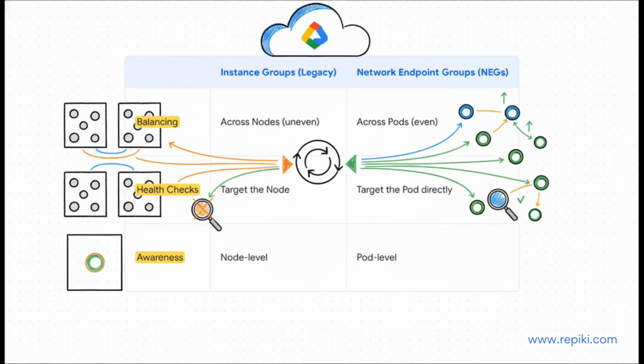And on Google Cloud, the big evolution is toward what they call container-native load balancing with Network Endpoint Groups, or NEGs. This is a game changer. Instead of the load balancer just knowing about the big server nodes, it's now aware of the individual pods. This means way smarter traffic distribution and much, much more accurate health checks, because it's checking your app, not just the machine it's running on.